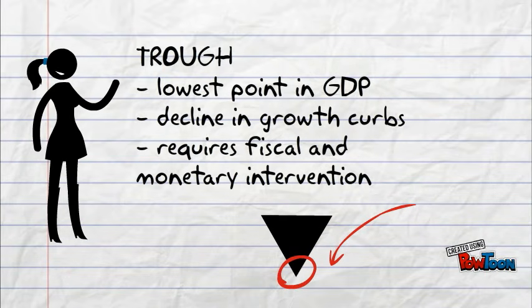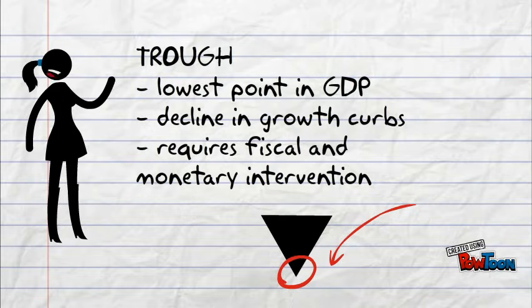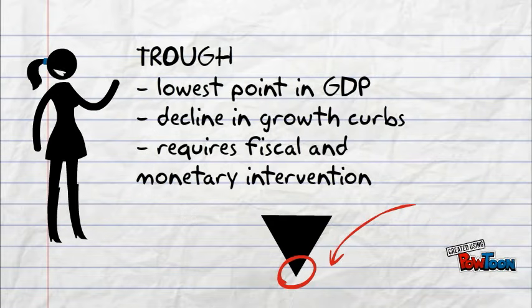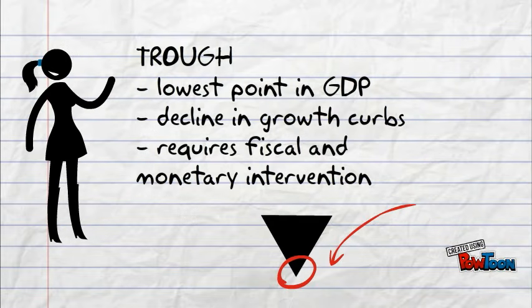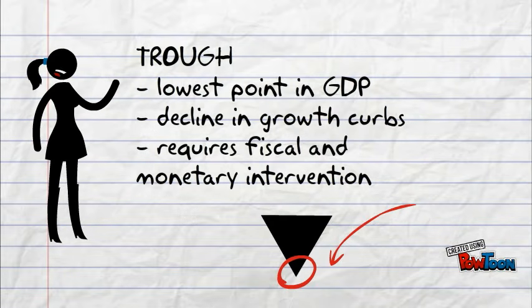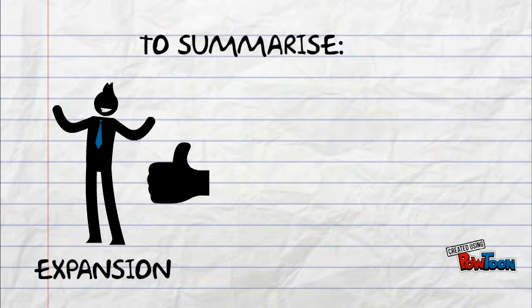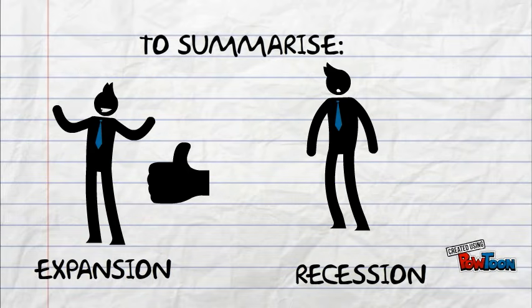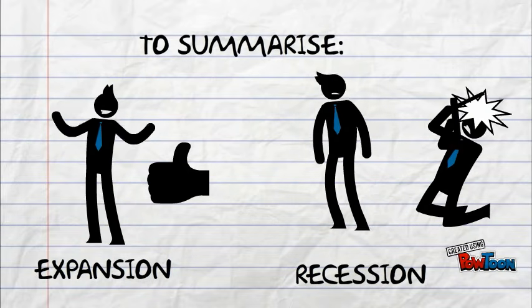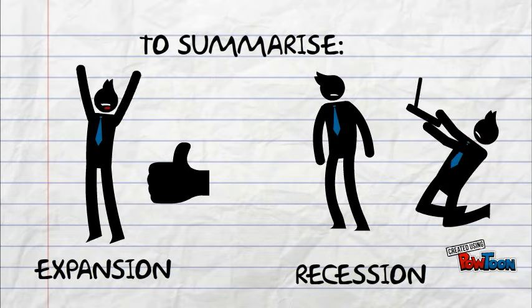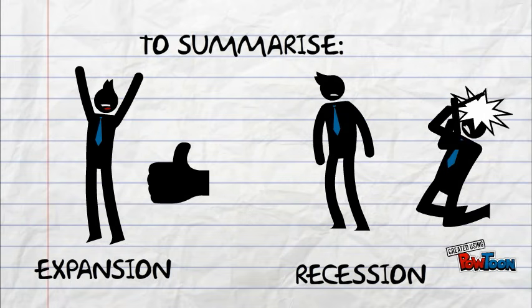Confidence must be restored for an economy to re-enter an expansion, and this usually requires intervention from the government with monetary or fiscal policy. So to summarize, during an expansion, people enjoy the prosperity and confidence in their economic situation. But on the other hand, a recession is a time of stress and frustration, especially for business owners and the unemployed.